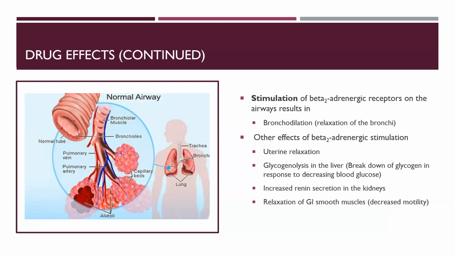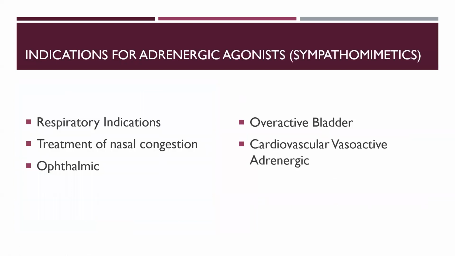So then we've got the stimulation of our beta-2 adrenergic receptors, which on the airways is always going to result in that bronchodilation. Some other ones can be things like glycogenolysis in the liver, increased renin secretion in the kidneys, relaxation of the GI smooth muscles. And all of these side effects of stimulation, when we think about it, are going to connect later when we talk about what we'll see as a result of medications we give.